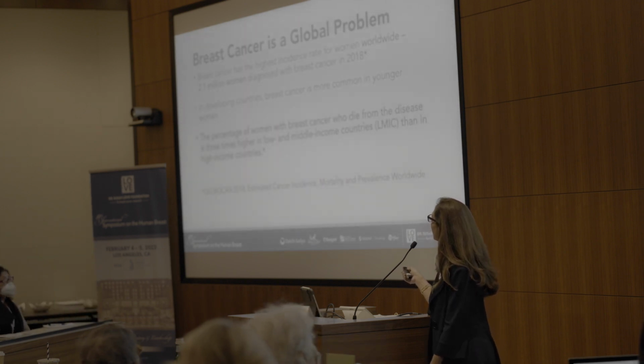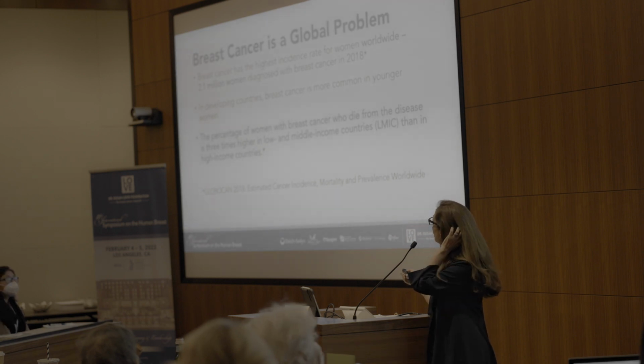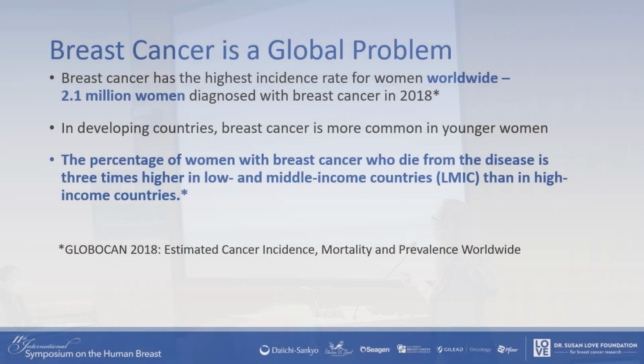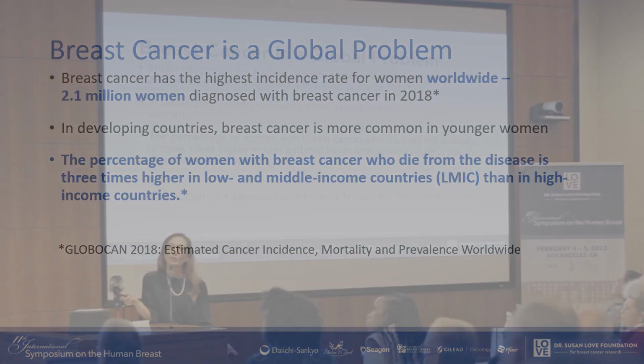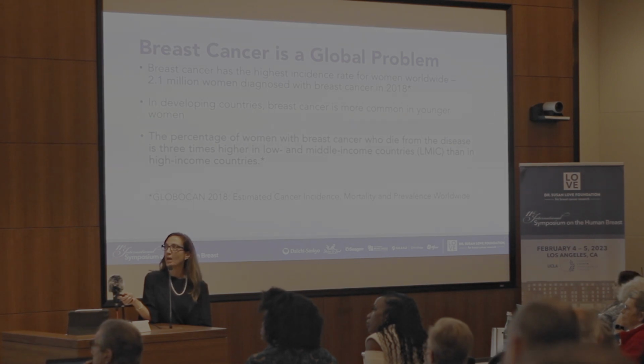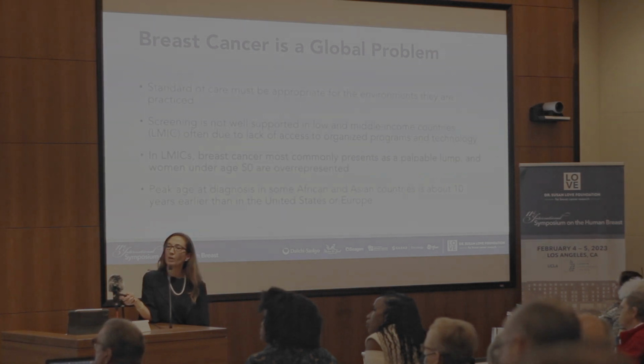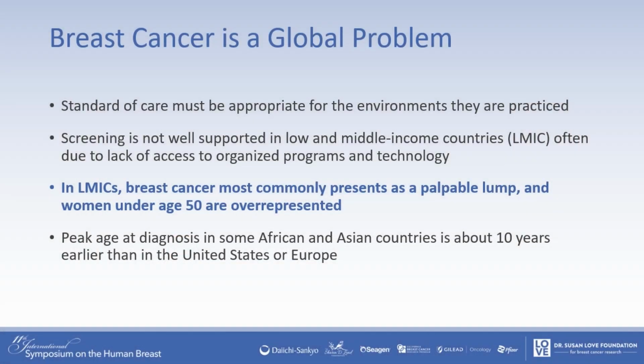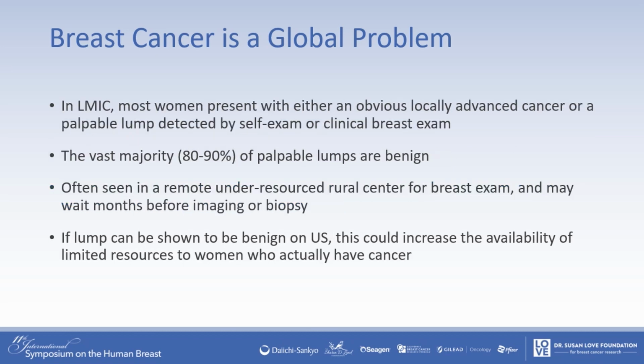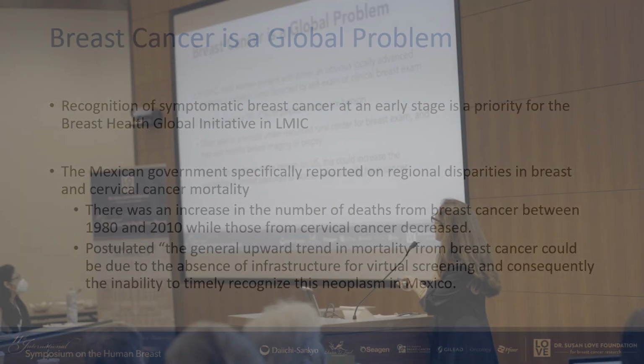Breast cancer, again, has the highest incidence rate, at 2.1 million women diagnosed in 2018. Breast cancer is more common in young women in developing countries, and the percentage who die from breast cancer is much higher, 3 times than what we see here. Screening is not well supported in the developing countries. Breast cancer most commonly occurs as a palpable lump, and women under age 50 are overrepresented.